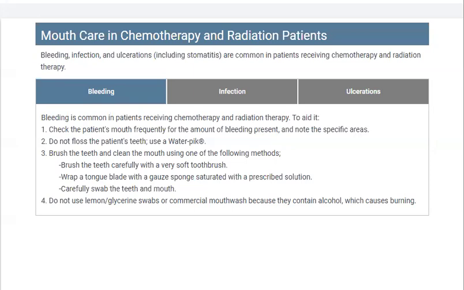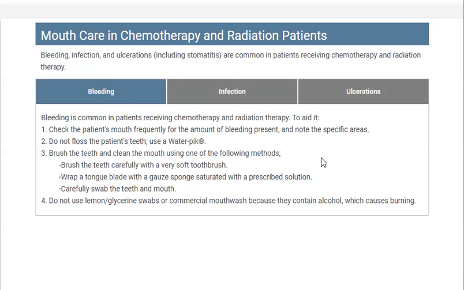2. Do not floss the patient's teeth. Use a water pick. 3. Brush the teeth and clean the mouth using one of the following methods. Brush the teeth carefully with a very soft toothbrush. Wrap a tongue blade with a gauze sponge saturated with a prescribed solution. Carefully swab the teeth and mouth. 4. Do not use lemon/glycerin swabs or commercial mouthwash because they contain alcohol, which causes burning.